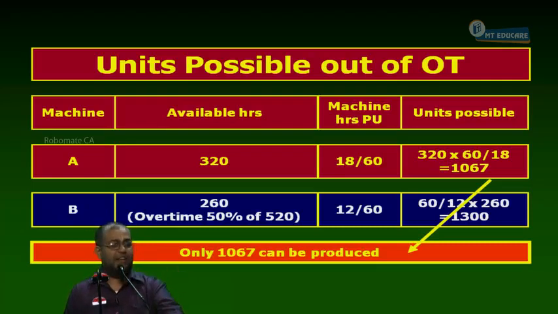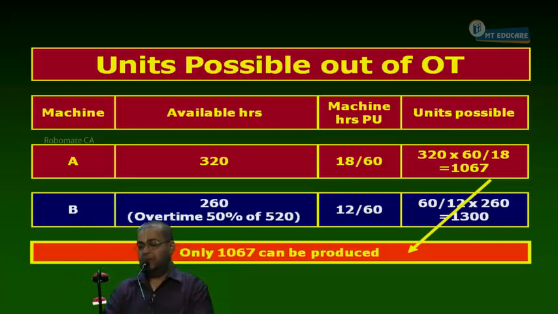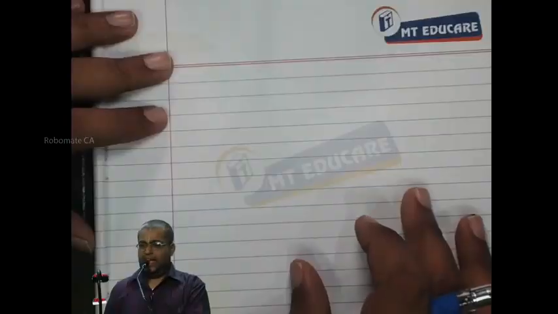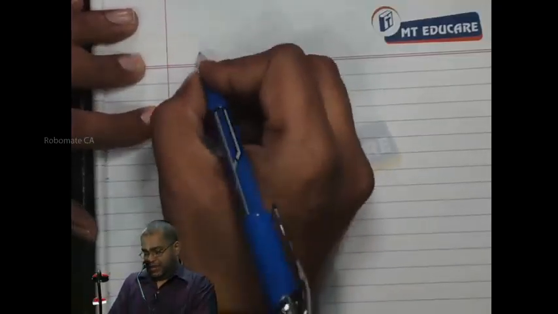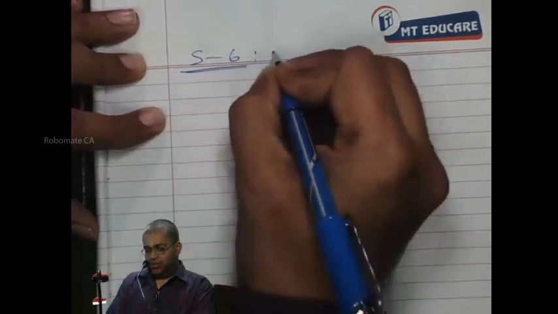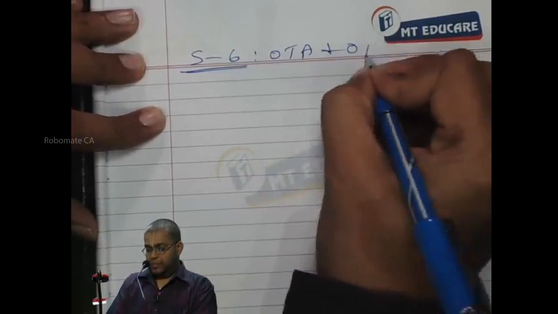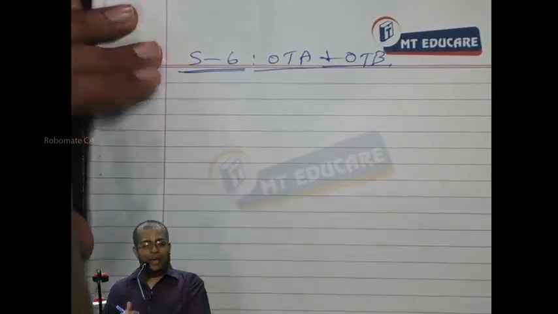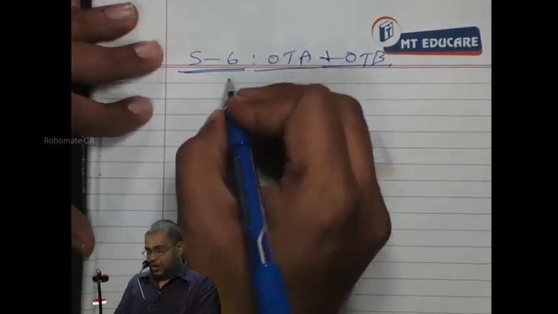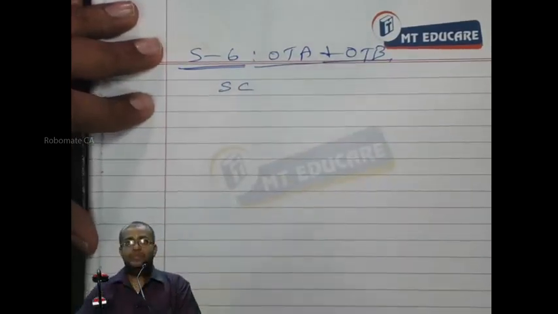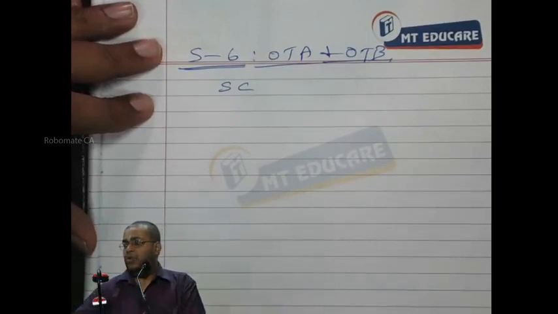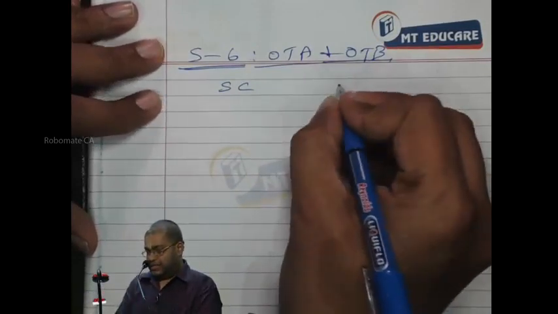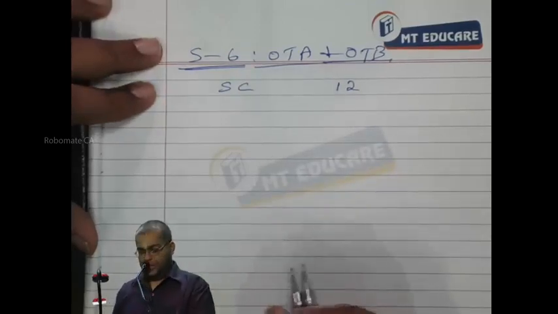Now, tell me step number 6 or 7? Step number 6. Write down step number 6. Okay, we'll do it together. Step 6. Viability of overtime A and overtime B. Same as the previous step we did earlier. First, subcontracting charges. How much is subcontracting charges? 12 rupees.